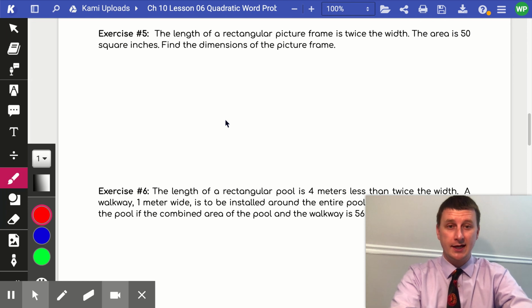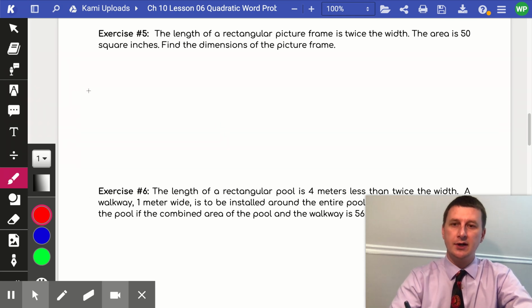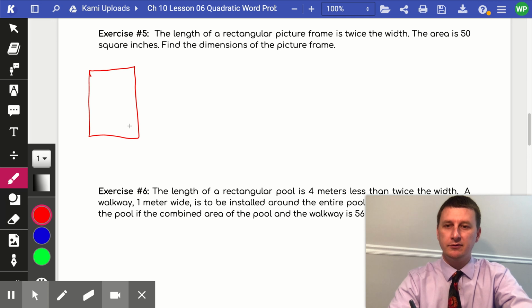We have the length of a rectangular picture frame is twice the width. The area is 50 square inches. Find the dimensions of the picture frame. So let's start off by drawing a picture frame. Okay, there's our picture frame, lovely rectangle right here. And it says the length is twice the width.